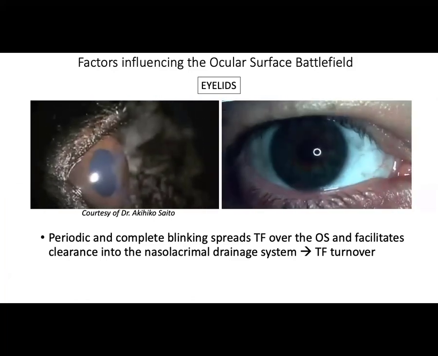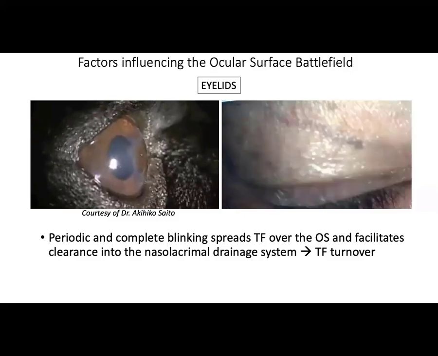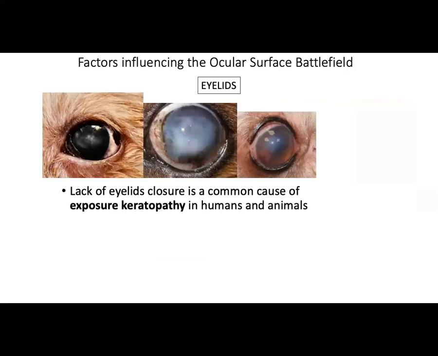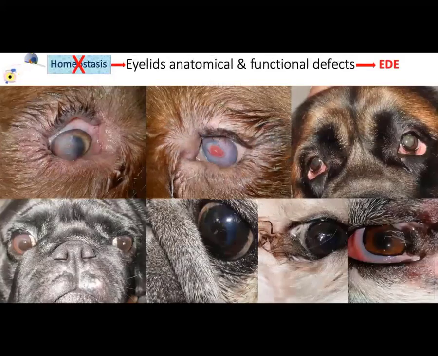Periodic and complete blinking spreads the film over the ocular surface and facilitates clearance into the nasolacrimal drainage system, so there is tear film turnover. Lack of eyelid closure is a common cause of exposure keratopathy in humans and also in animals. And in humans, the inability to close the eyes during sleeping is a cause of nocturnal lagophthalmos. Eyelids have important protective functions. Blinking defects, trichiasis, distichiasis, entropion, ectropion, dermoids are common causes of ocular surface disorders and evaporative dry eye.